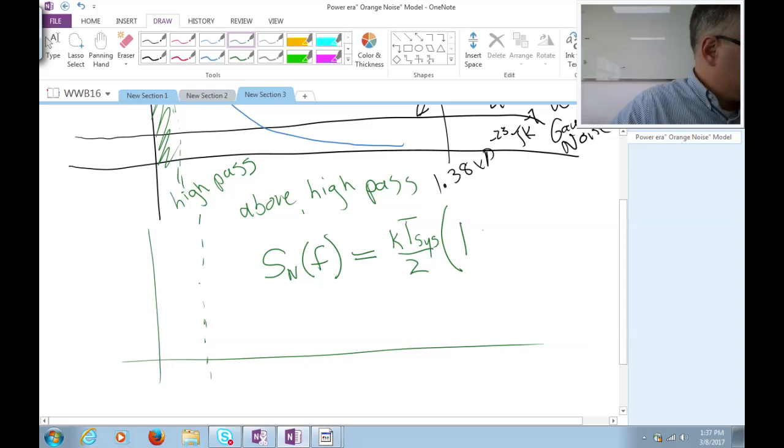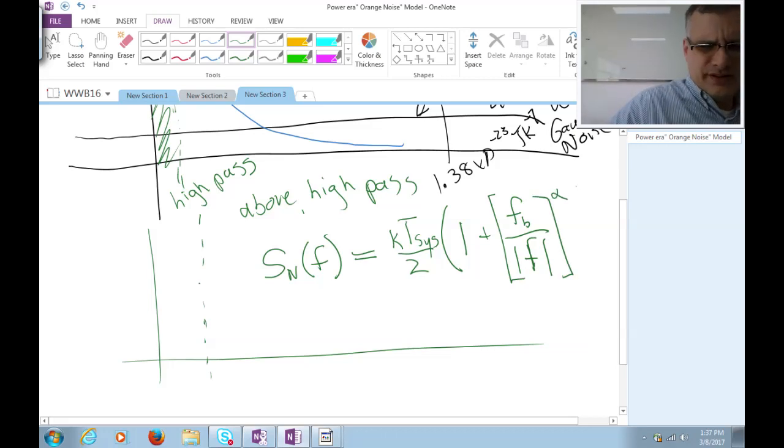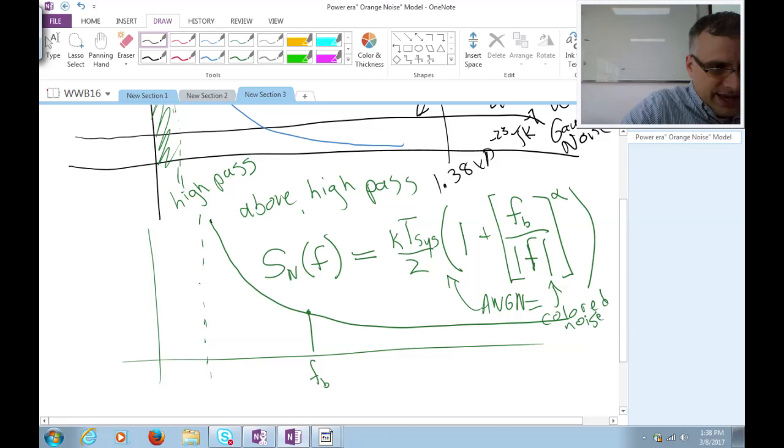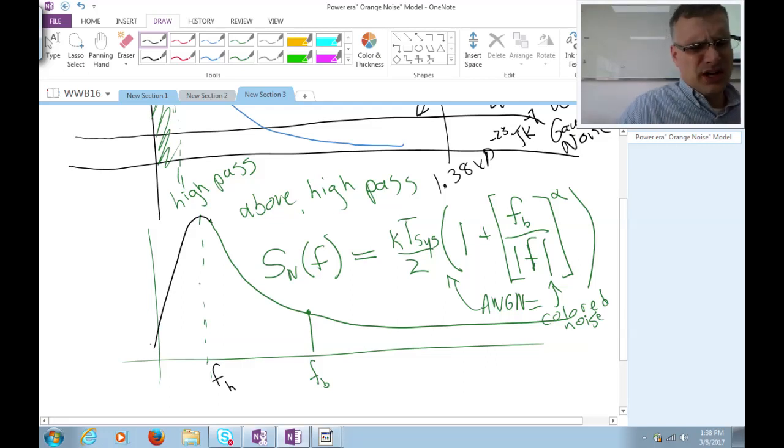And then 1 plus F sub B over F raised to the alpha. F sub B is the knee frequency. It's where the additive white Gaussian noise is equal to the colored noise. That sort of break point where they start to dominate one another, or equal to one another. One starts to dominate to the left, the other starts to dominate on the right. And so it would look sort of like this in total. Some point here is your breakpoint frequency. And then at your cutoff frequency, F sub H, the noise falls off.